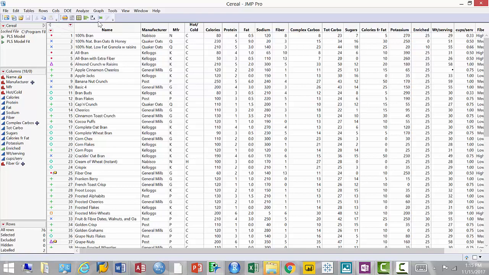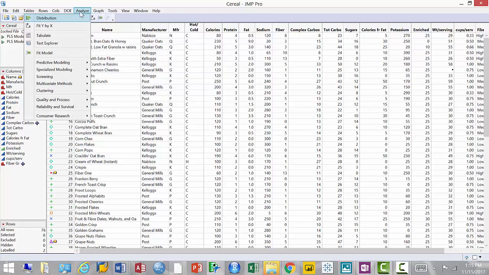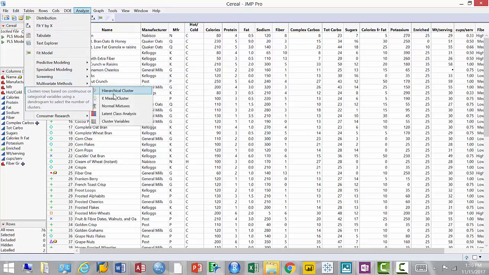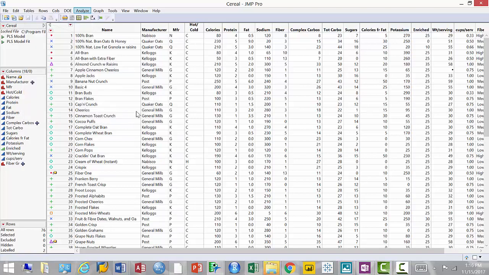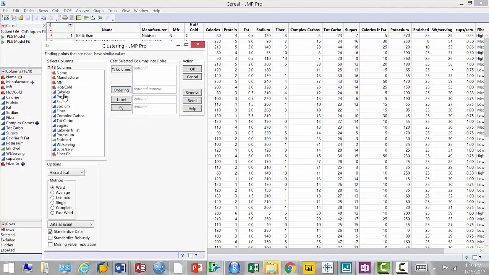So let's do this. I'm going to go to the Analyze menu and do the clustering. So let's start with hierarchical, and then we'll see what k-means gives us, okay? Hierarchical clustering. So how about that? I'm going to select all the variables which are numeric. Numeric means blue triangle, right? So things that I measure numerically.